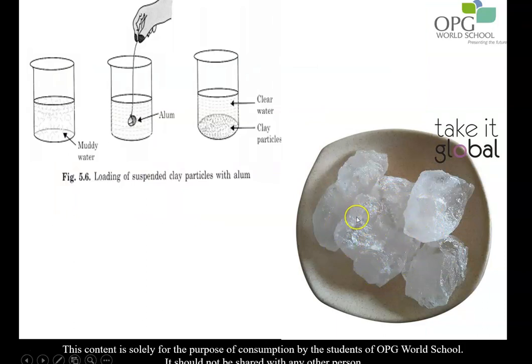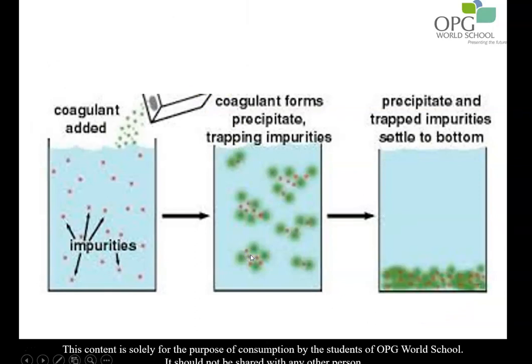As soon as we put the alum in muddy water, the muddy water will become clear because all the suspended particles will settle down. But why does that happen? It happens because if we have these floating impurities in water and we add alum into it, the alum, also called coagulant, has a property of attracting all these floating impurities towards itself.